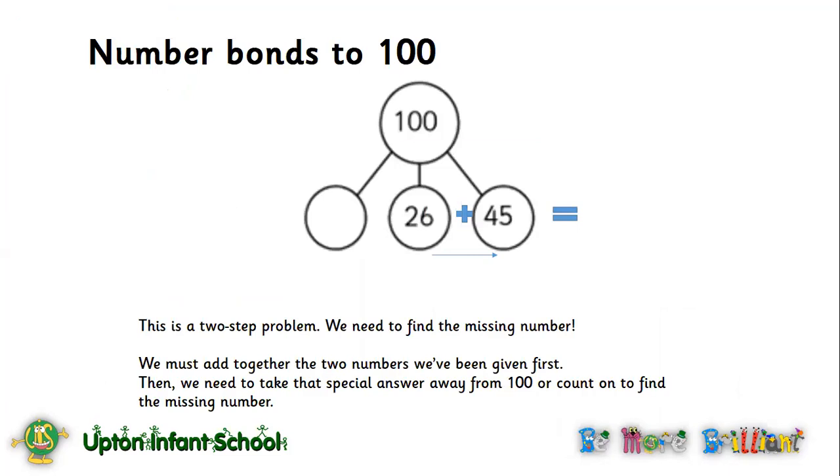Now then, we had a look at some challenging two-step problems to work out the missing numbers this week, and everyone did a very good job. So first things first, we had to look at the numbers we'd been given. We might have been given 1 number, we might have been given 2 numbers. And in this one, we've been given 2 numbers, 26 and 45. Now, we need to do some adding here to work out what that answer is going to give me. But then, when we've found that special answer, we need to find out the difference between that answer and 100.